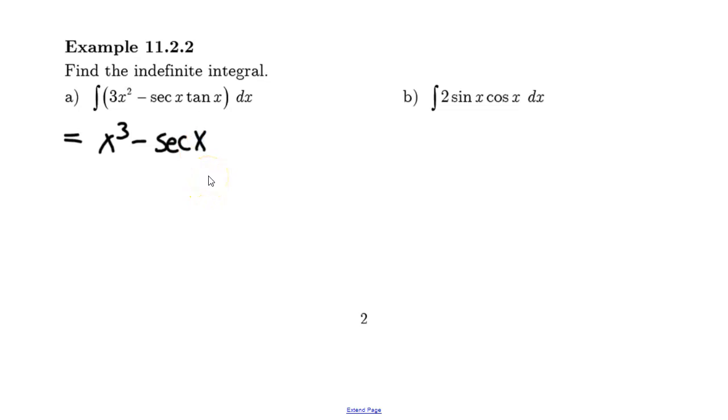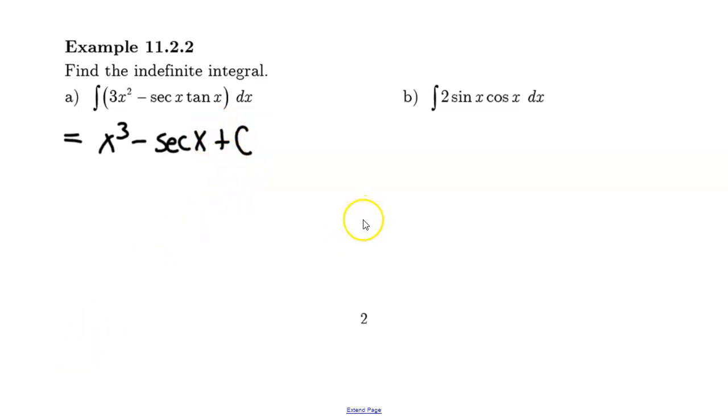And now the thing is, you need to add that constant there, right? Because the derivative of a constant is 0. So really there are an infinite number of antiderivatives of this function, because it's just going to be x cubed minus sec x plus some constant. It could be +1, +5, -2. Doesn't matter, because the derivative of that constant will be 0.